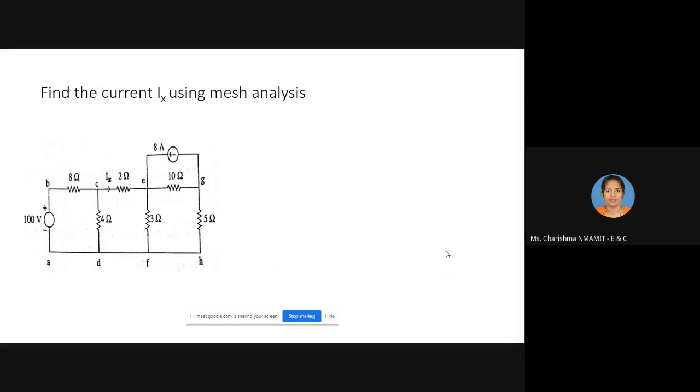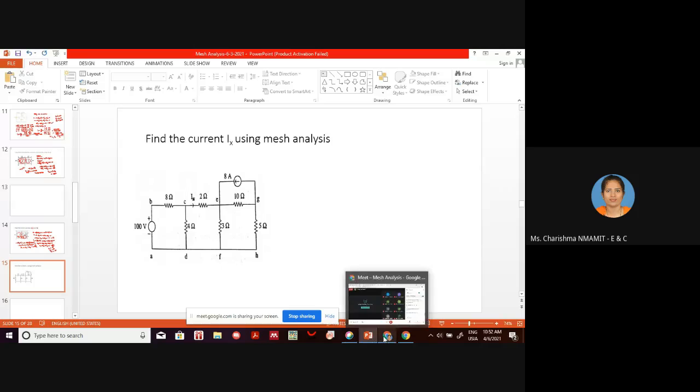Okay, take down the next problem. Find the current Ix using mesh analysis.